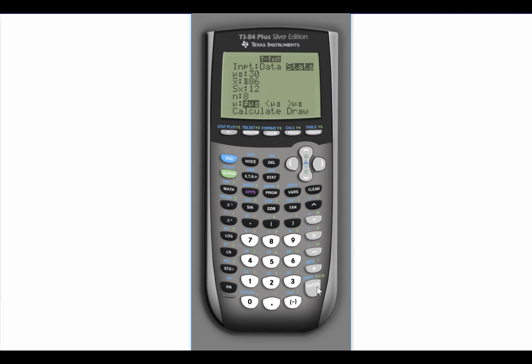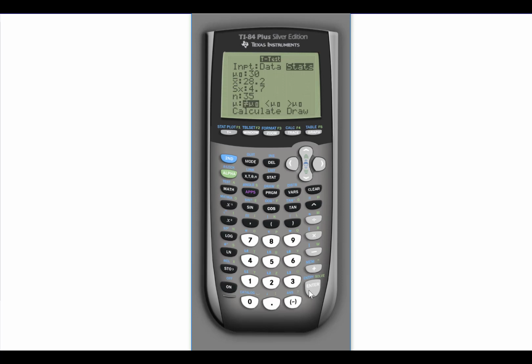For the sample mean, that was given in the problem as 28.2. The standard deviation, it's a sample standard deviation, notice that. It was given as 4.7. The sample size was 35.